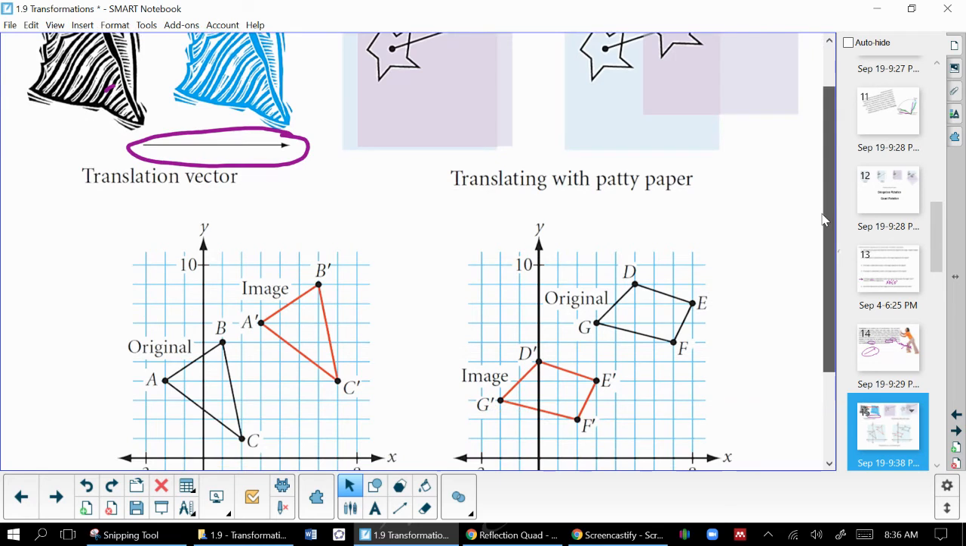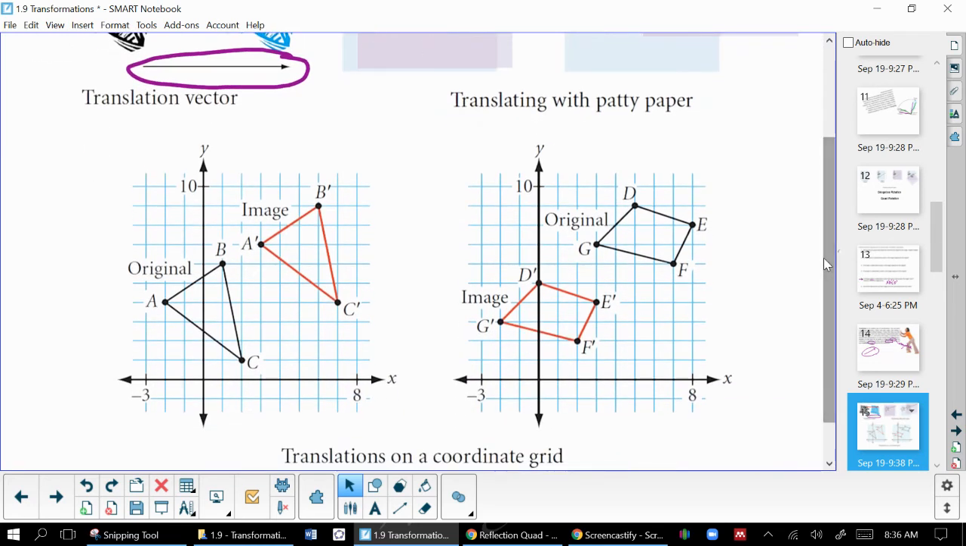Now, translations are also the easiest ones to do on coordinate grids too. They still have that translation vector. And so if you're thinking about this, the black one there is the original and the red one is the image. The translation vector would be represented by an arrow like that. And what you're going to notice here is that the vector is the exact same for every single point.